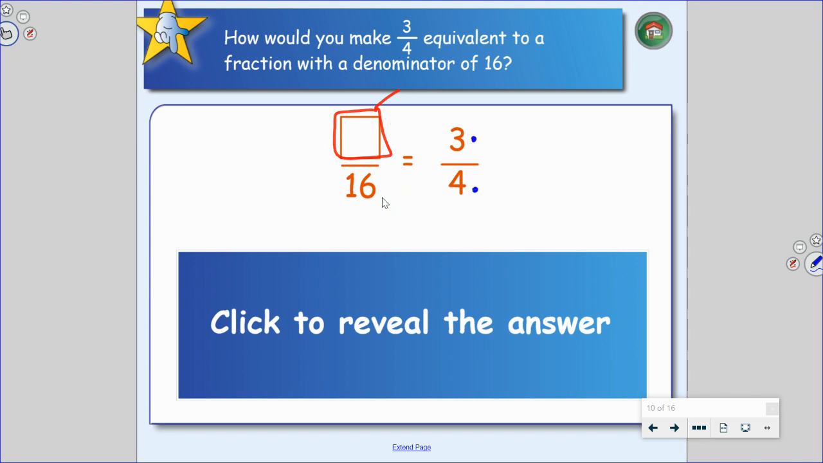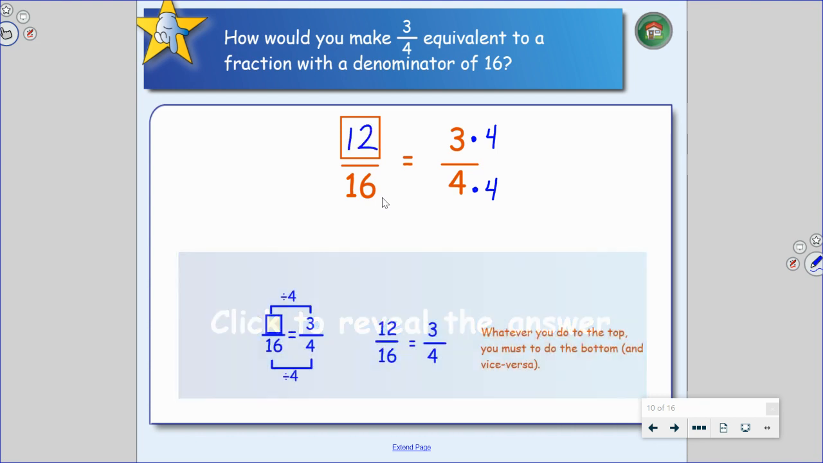In this case, we ask ourselves, 4 times what is going to give us 16 slices? Well, naturally, 4 times 4, 3 times 4, and you'll get 12. So you're welcome to go either way. Some people would do just fine going this way.